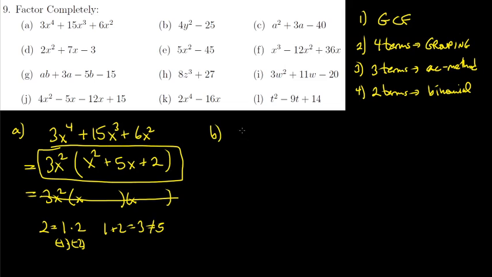Part B, 4y squared minus 25. So this is a binomial, right? In this case, the GCF is just 1, so that makes it easy.